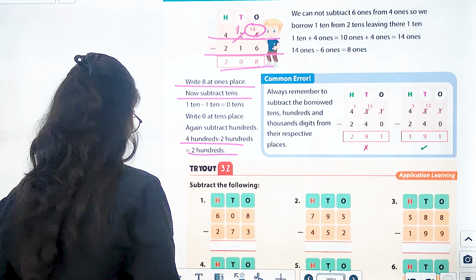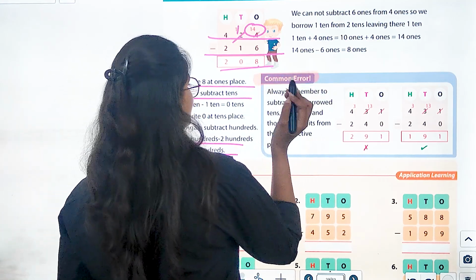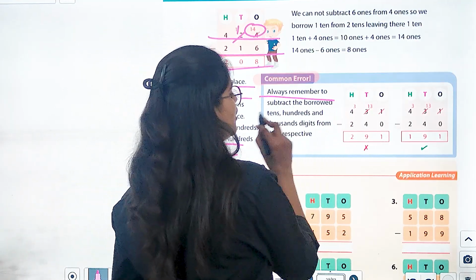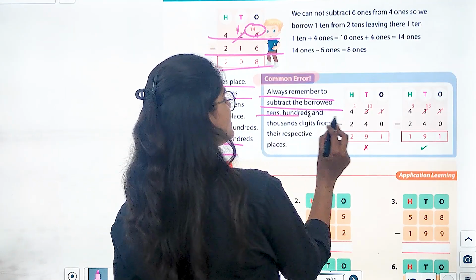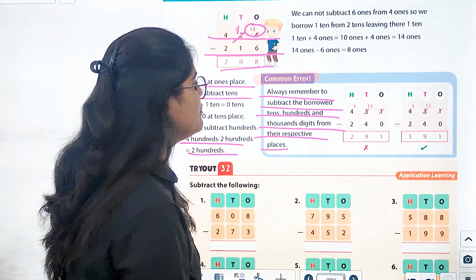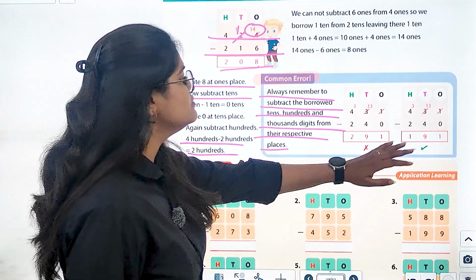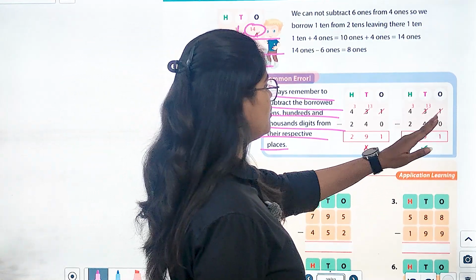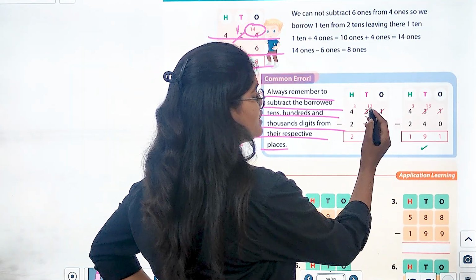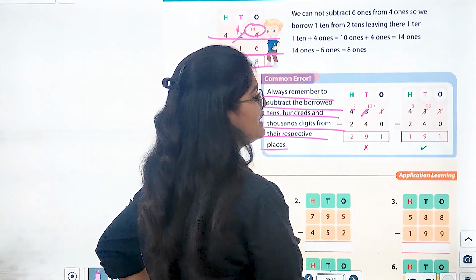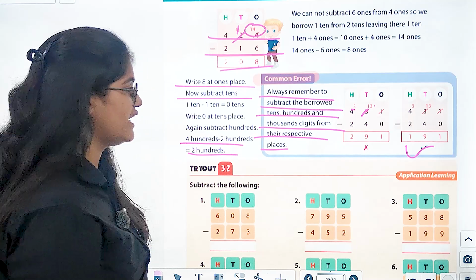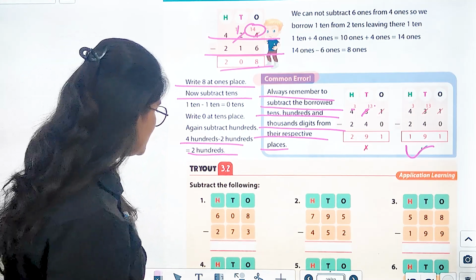Right? Now we have some common errors that we usually make. What are they? They say always remember to subtract the borrowed tens, hundreds and thousands digits from their respective places. Sometimes what we do is that we don't write these borrowed numbers here, right? But we always have to remember to write them, right? We don't have to follow these mistakes. Clear?